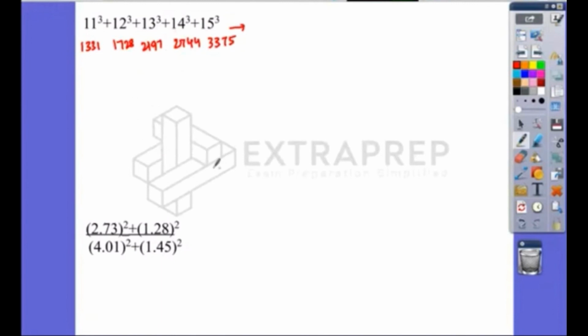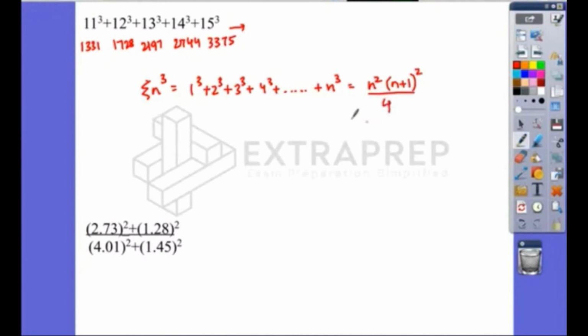So sigma n, 1 plus 2 plus 3 plus 4 plus so on, or 1 square plus 2 square plus 3 square plus so on. When things are continuous like that, it's better to use the formula of sigma. Here we need to understand that it starts from 11 and not 1. So we know that sigma n cube is equal to 1 cube plus 2 cube plus 3 cube plus 4 cube plus so on up to n cube, is equal to n square into n plus 1 whole square by 4. This is the formula.